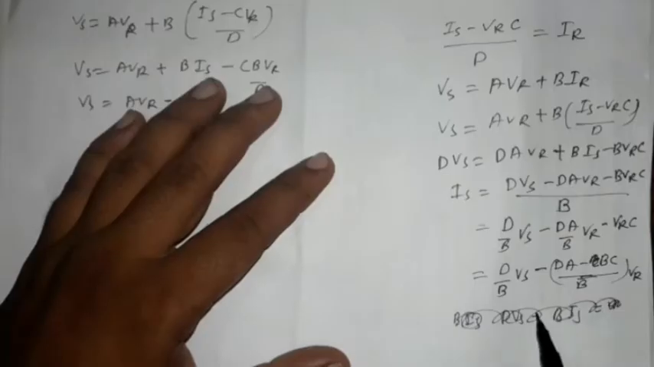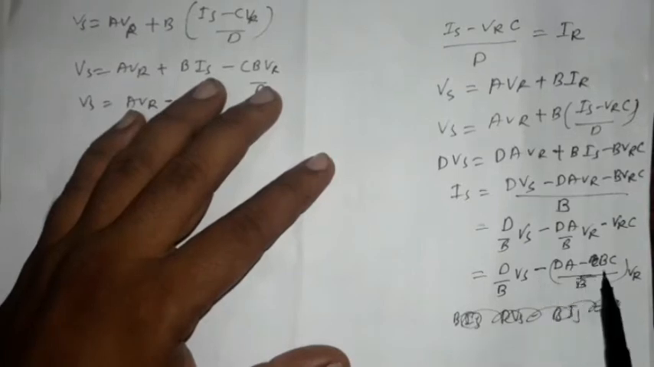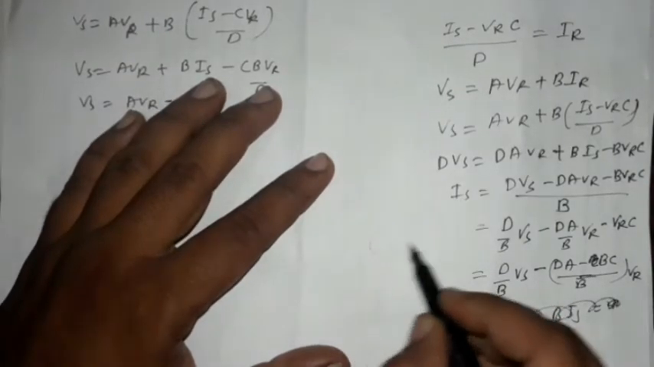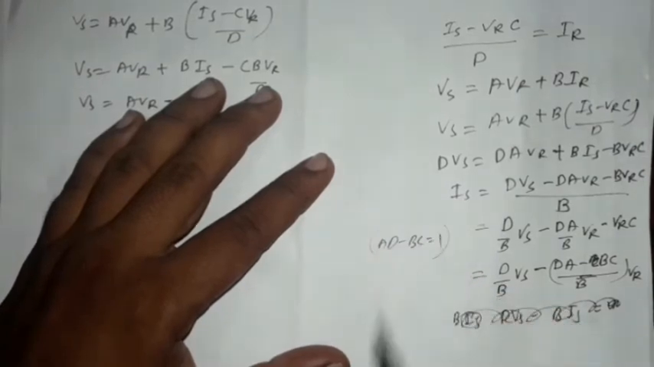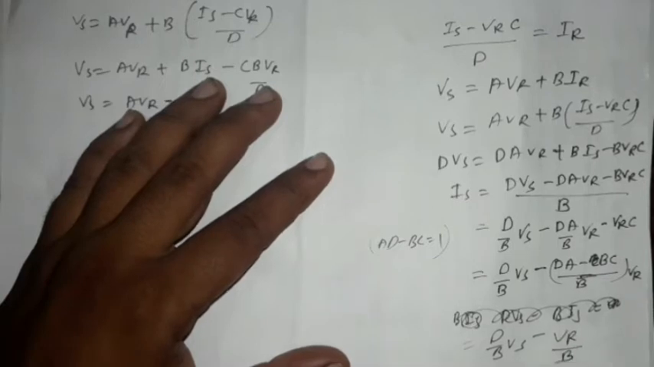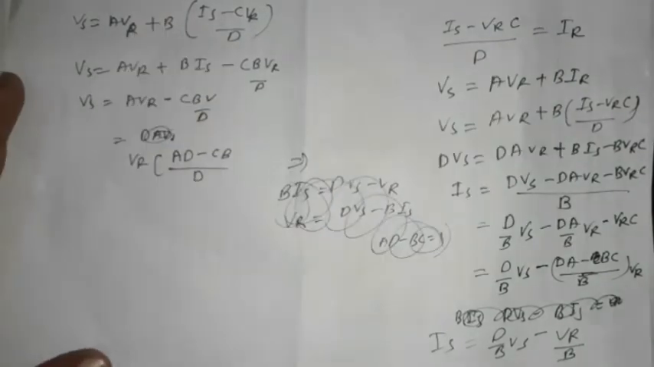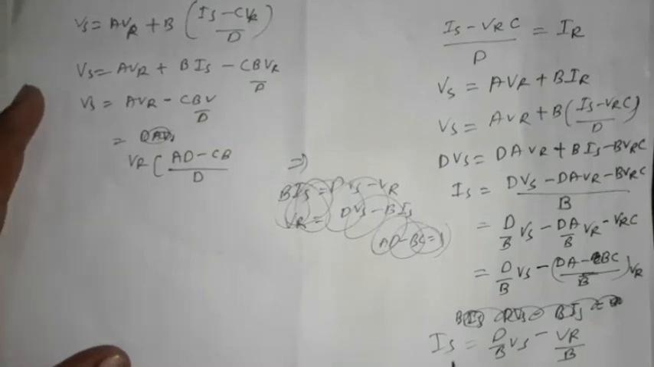Here we see that DA minus BC, in our generalized constant AD minus BC, is equal to 1. So we put the value here, and we get (D/B)·Vs minus (1/B)·VR. So here we find Is is equal to (D/B)·Vs minus VR/B.